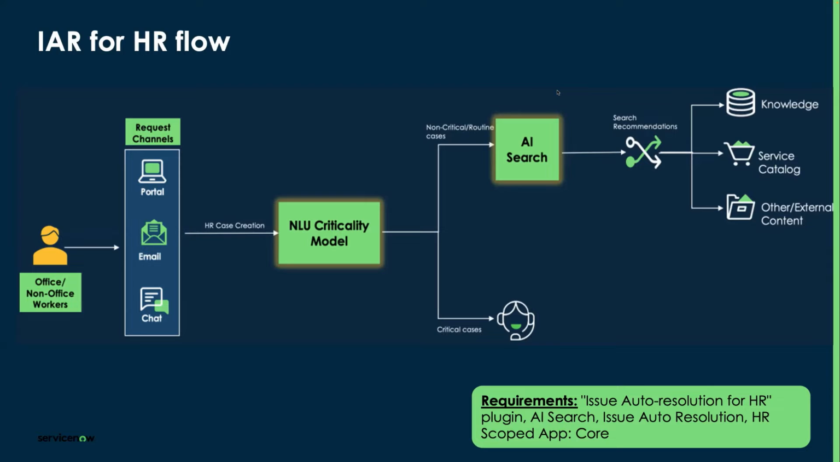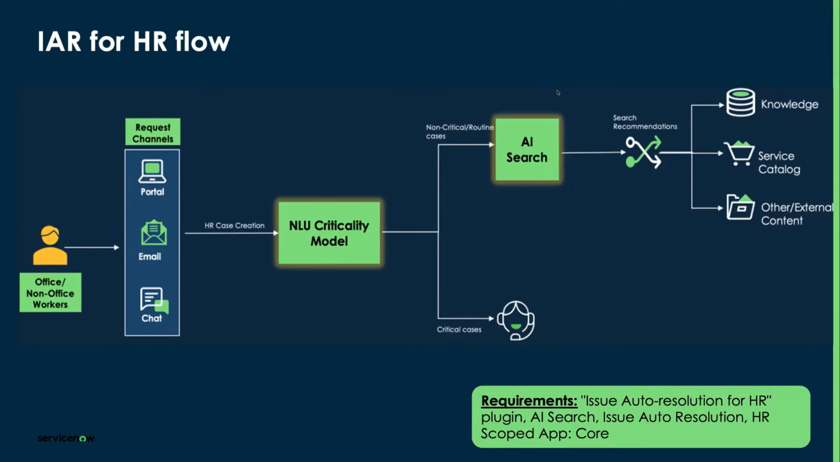In parallel, if the NLU model determines those cases are really critical, then rather than routing them to the AI search, it directly routes them to the queue, whatever is present or planned for the current scenarios. That way they can get to the agent rather than waiting to go through the search recommendations. So these are the two different scenarios.